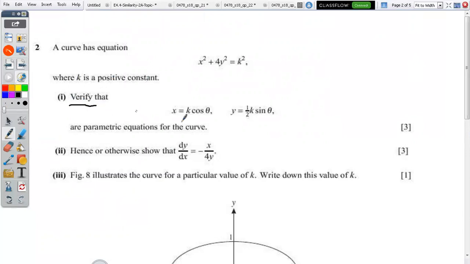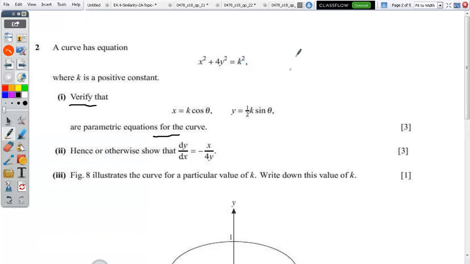we can verify that x is equal to that and y is equal to that. These are the parametric equations of which curve? Of this curve. So how do you verify something like that? 3 marks. It means if I substitute these values, my equation should be consistent. This is my value of x. If I substitute that and the value of y, I should get exactly k squared.